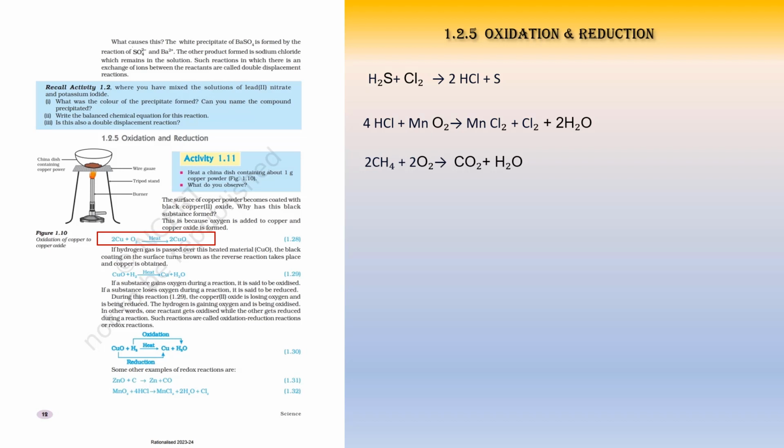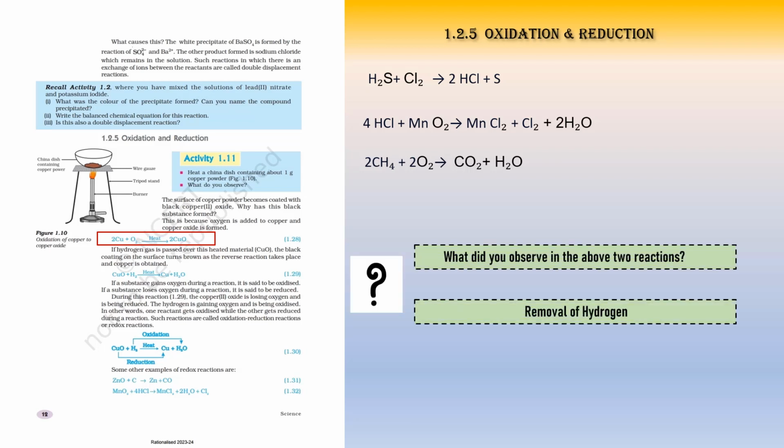Now let's see these three equations. Hydrogen sulfide plus chlorine forms hydrogen chloride plus sulfur. Here you don't observe any oxygen as the reactant. Similarly, hydrogen chloride and manganese dioxide forms manganese chloride, chlorine and water. CH4, that is methane, plus oxygen forms carbon dioxide plus water. These two equations, the first and the second, are slightly different from the previous equations that we have discussed just now. What happens here?